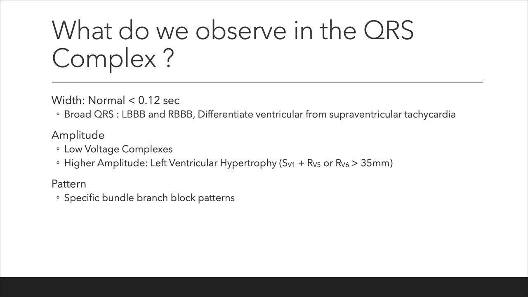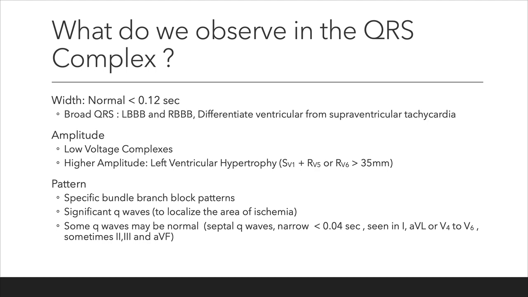We also look for characteristic patterns, as I was telling earlier, specific bundle branch block patterns. We look for significant Q waves, and this is to localize the areas of ischemia. We look and see, is it in the inferior leads or is it in the anterolateral leads? We need to remember that not all Q waves are abnormal. Some Q waves may be normal.